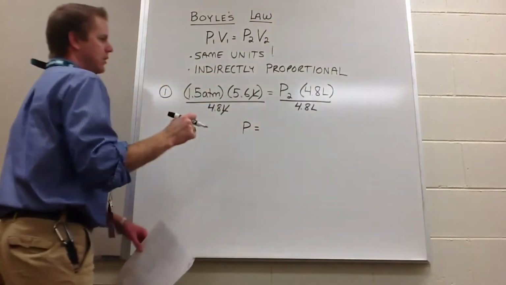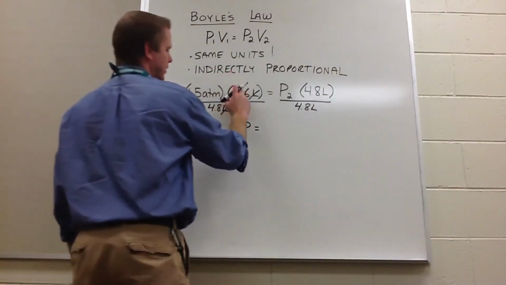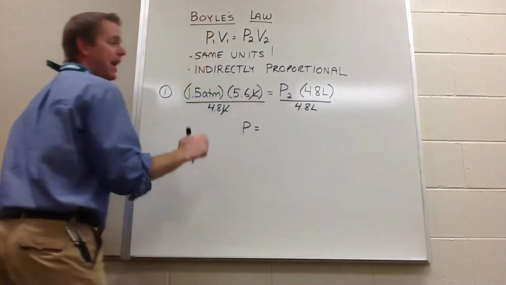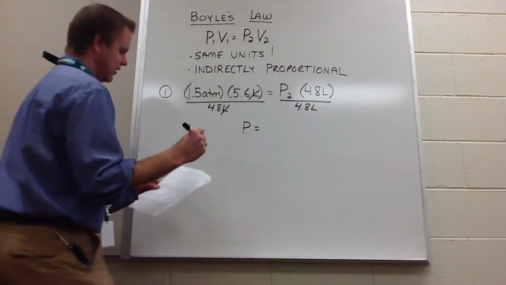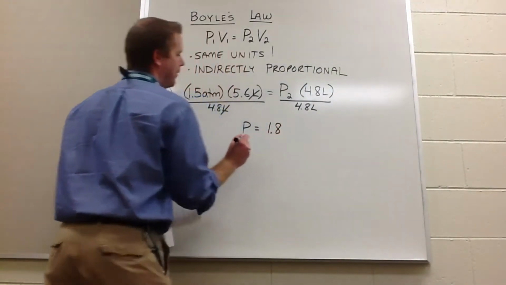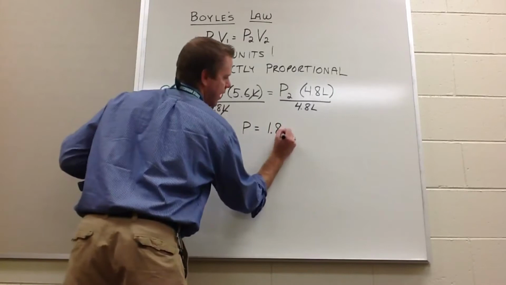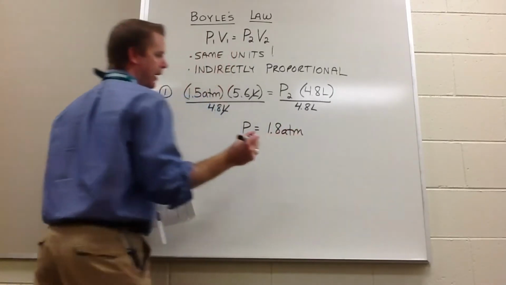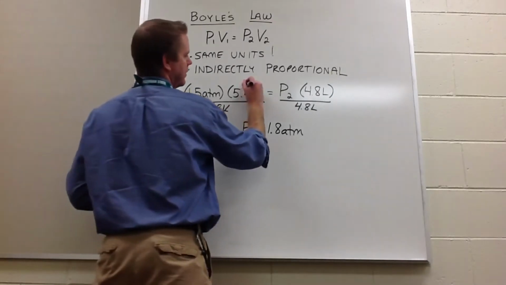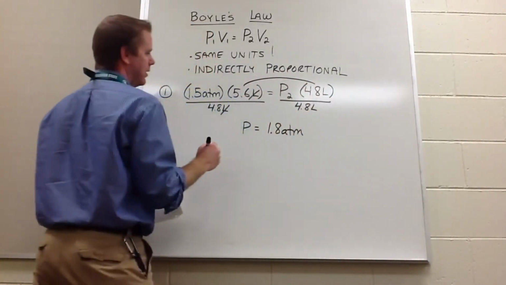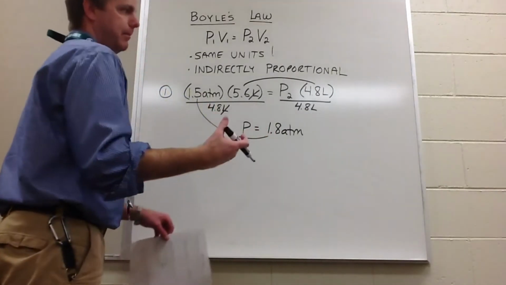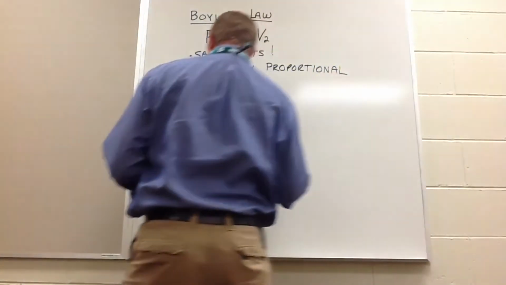P equals, you do the math. Two significant figures, two significant figures. We're multiplying and dividing, so the answer gets two significant figures. Therefore, the answer is 1.8. And the label must match, so it's atm. Now, does that make sense? Well, we said if our volume went down, our pressure should have gone up. And indeed, it did.